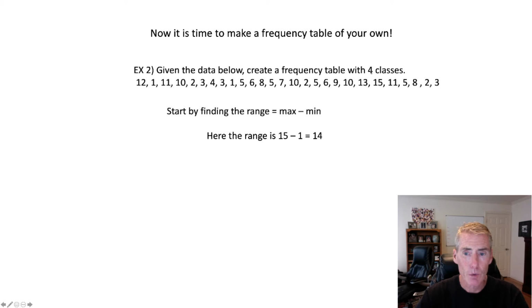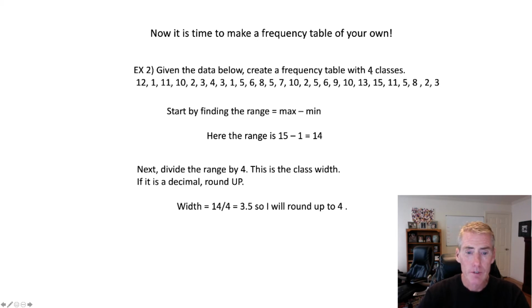Now take this number 4, and we're going to divide. So whatever they say to use for the number of classes, that's what you divide by. So it's the range divided by the number of classes. It gives me a 3.5. But when I make this table, I don't feel like using a decimal. So I need to round up, and I'm going to round it up to 4. If this was a 3.1, I would still round up to 4. So this is not just the regular rounding rule, it's rounding up. No matter what the decimal is, round up to the next whole number. That's going to be my width. Now start making the table.